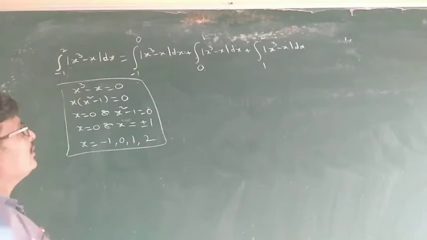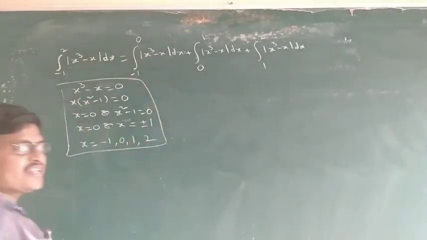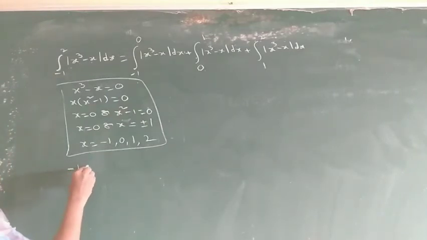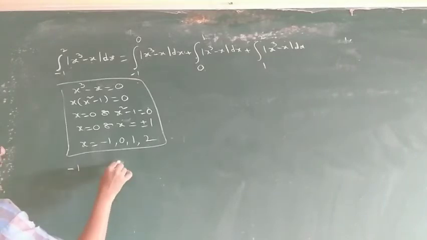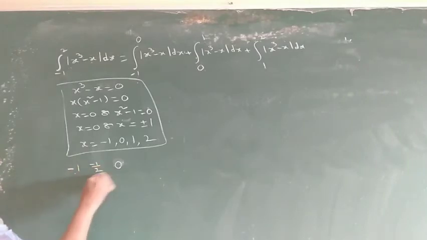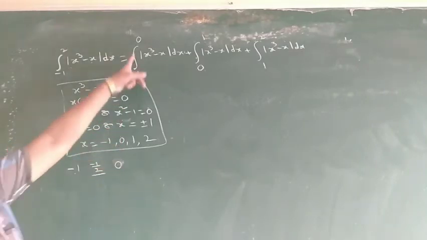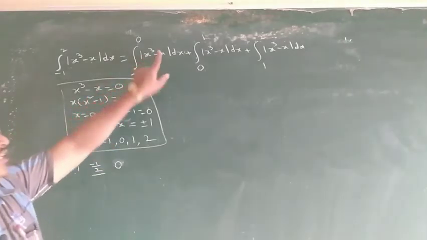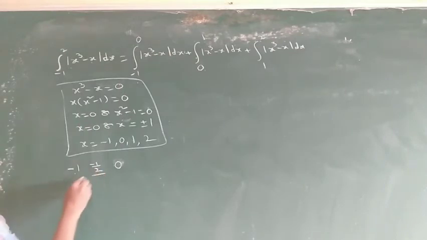In the first integration, we have to decide whether the sign is minus or plus. These three integrations, which one is positive and which one is negative? Okay. For minus 1 to 0, we have to take one value in between, minus 1 by 2, and substitute it in the value. So x is equal to minus 1 by 2.